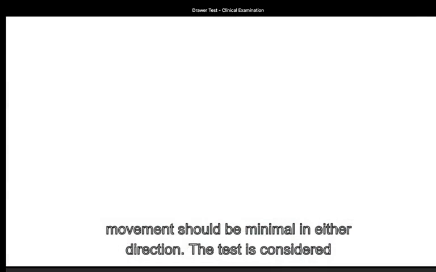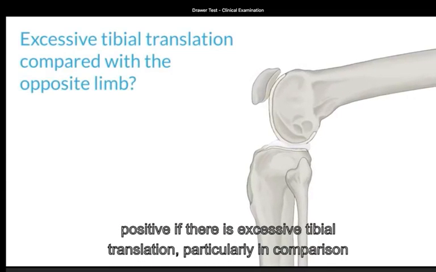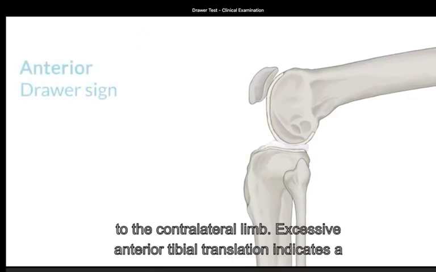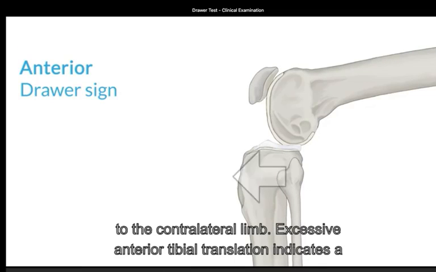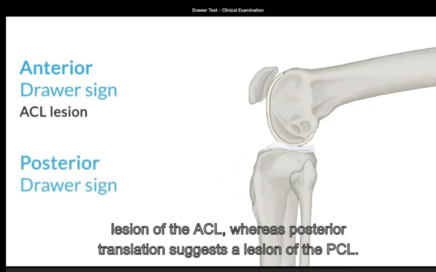The test is considered positive if there is excessive tibial translation, particularly in comparison to the contralateral limb. Excessive anterior tibial translation indicates a lesion of the ACL, whereas posterior translation suggests a lesion of the PCL.